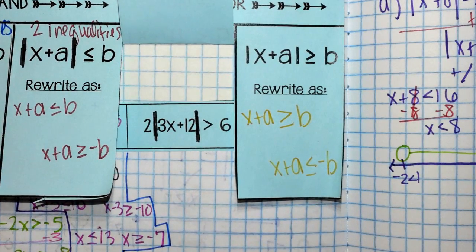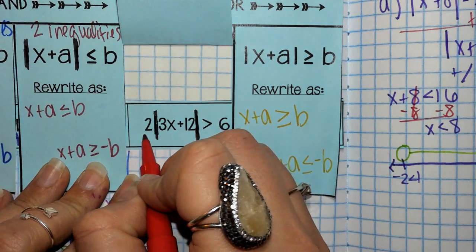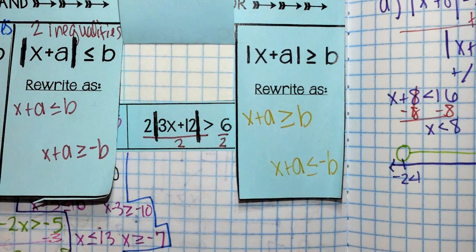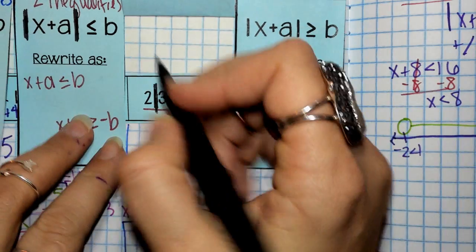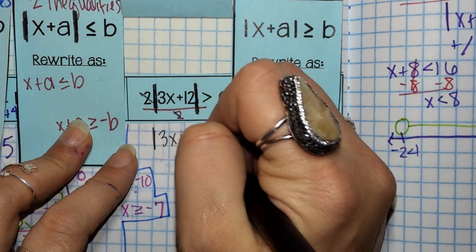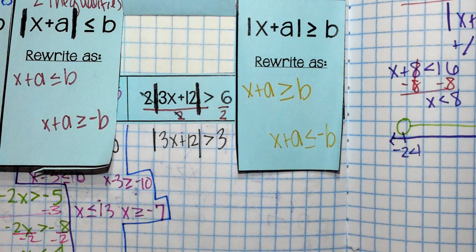Now, is our absolute value by itself? No. What do we need to do first? Divide by what? Fantastic. Do we divide both sides or just one? Both. Divide both sides by 2. Now, did we divide by a positive 2 or a negative 2? So, do we flip our sign? No. So bring it down as the absolute value of 3x plus 12 is greater than 3. Do we agree or disagree?